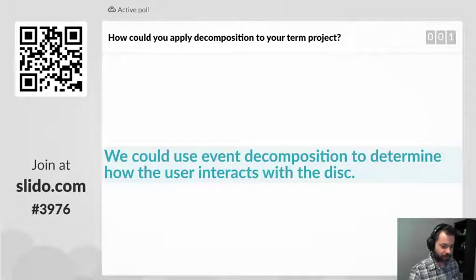Could use event decomposition to determine how the user interacts with the disk. Hey, that's a good example. So you're doing the RFID tag project, I assume. The event would be that the disk comes into range or that the user is searching for the disk. That's a great example.